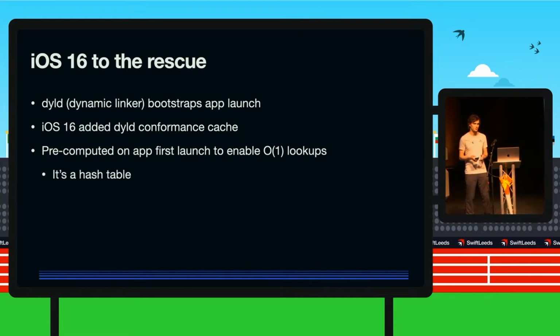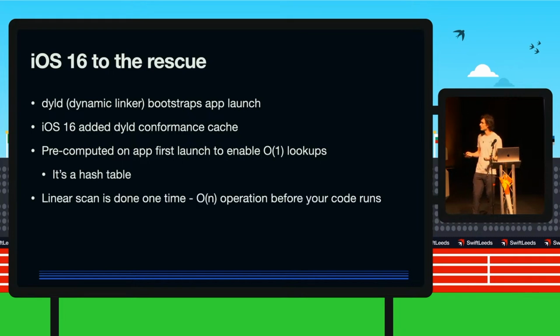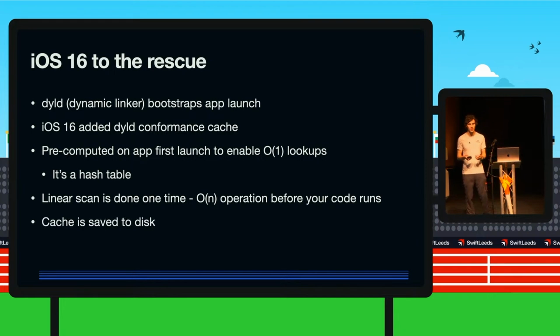So if you ever practice for a programming interview, a lot of times the answer is hash table. That was Apple's answer here also. Add this hash table in DYLD. It worked very well. This linear scan is just done one time, and it's still an O of n operation, much better than an n squared operation. And it happens before your code even runs, before the main function in your code is called. And then that cache gets saved to disk. And for future app launches, it can reference that and just immediately make all these protocol conformance checks much faster.